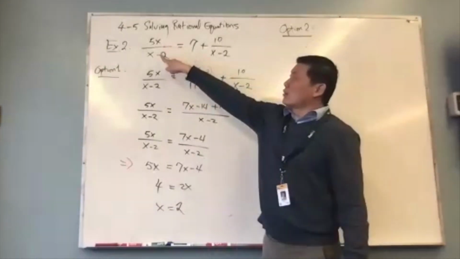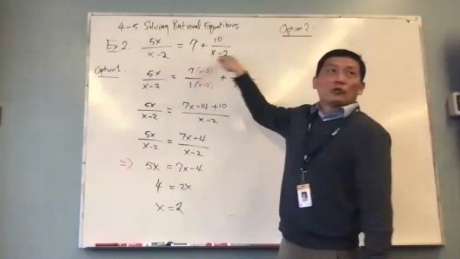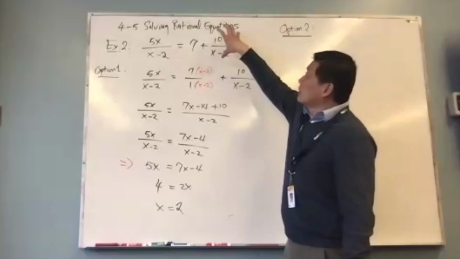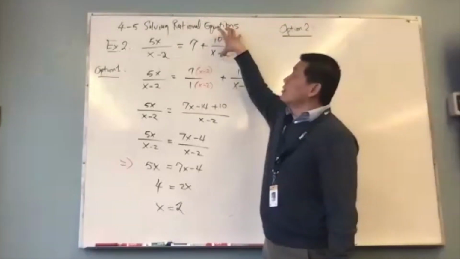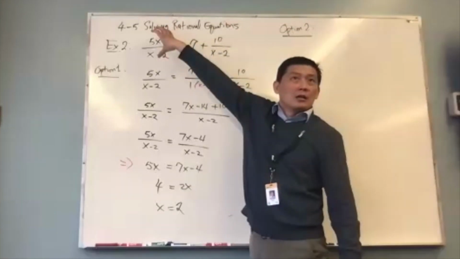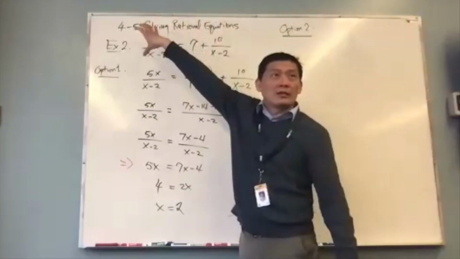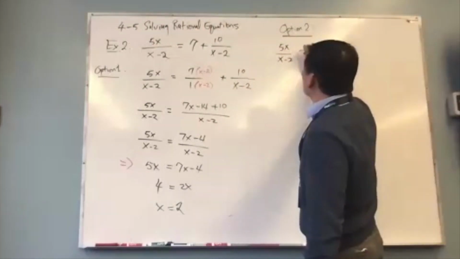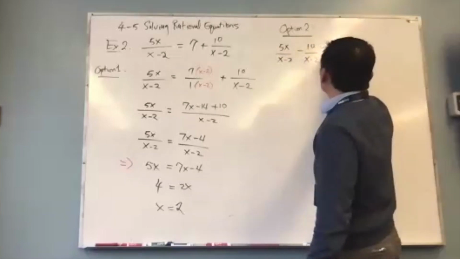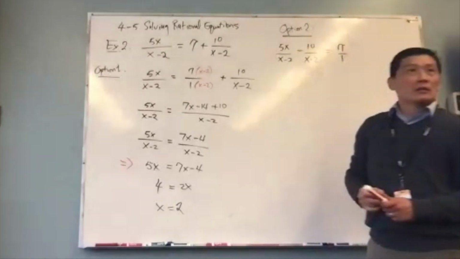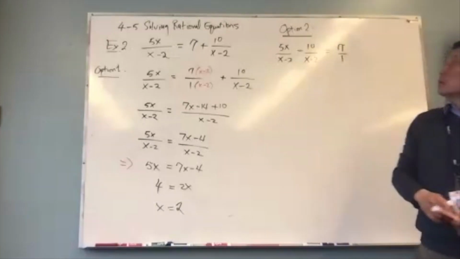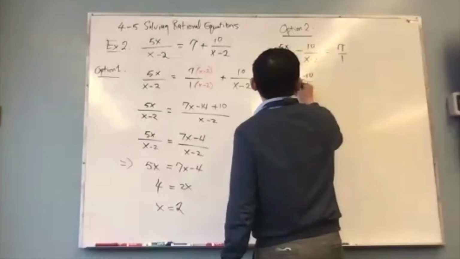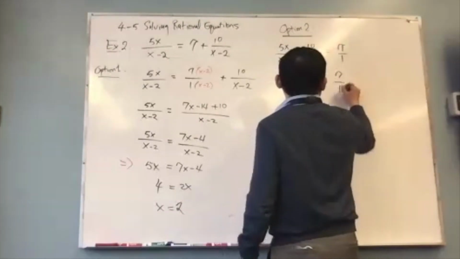I have 5x over x minus 2, and I have two different terms, and this term is 10 over x minus 2. I can take this whole thing and move it to that side. So I end up with 5x over x minus 2 minus 10 over x minus 2 is equal to 7 over 1. And then I get 5x minus 10 over x minus 2 is 7 over 1.